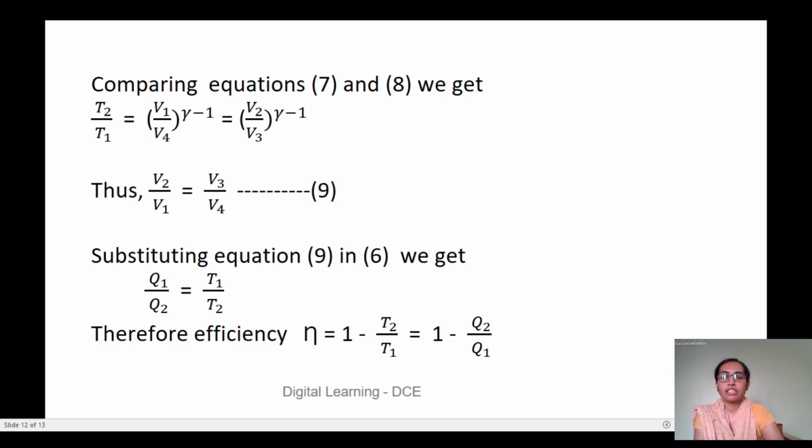So therefore, the expression for efficiency eta will be equal to 1 minus T2 by T1. So this is the expression for efficiency in case of Carnot's heat engine.